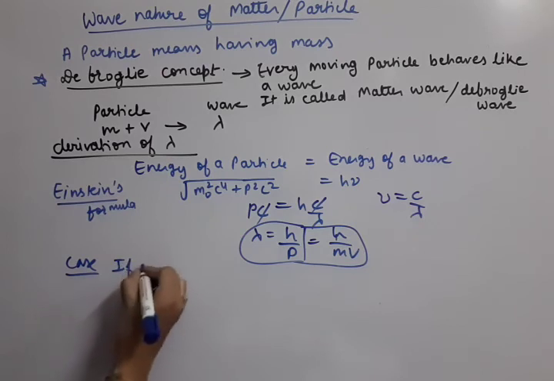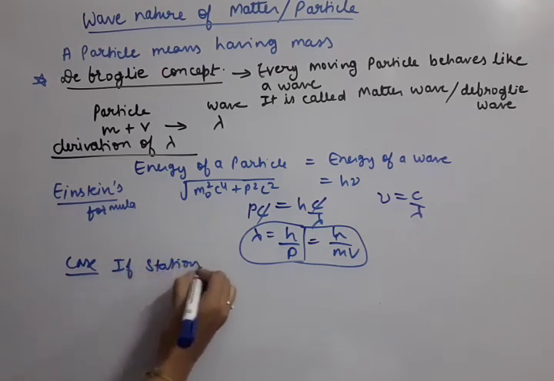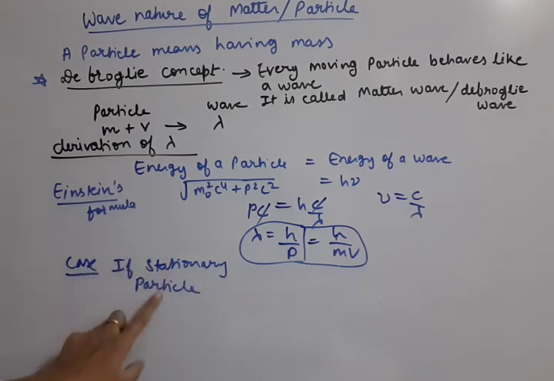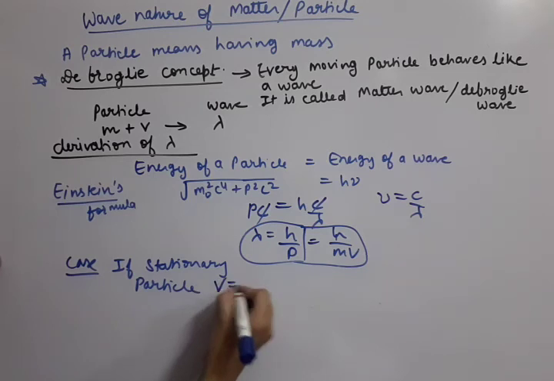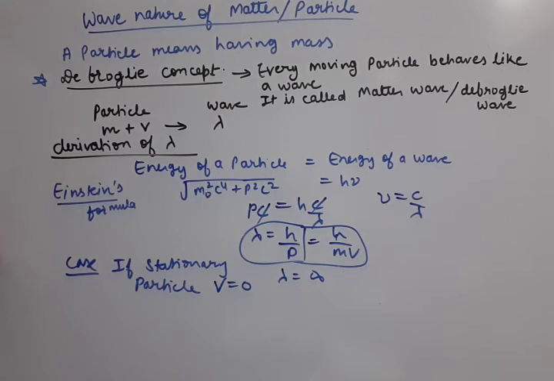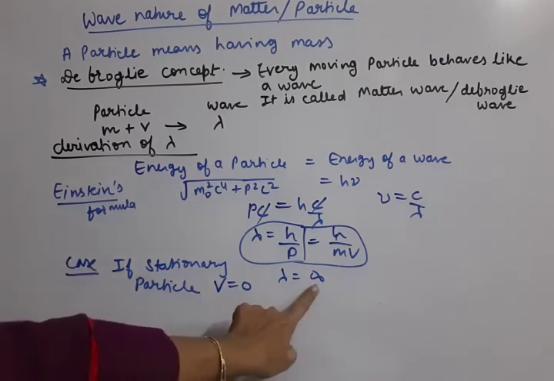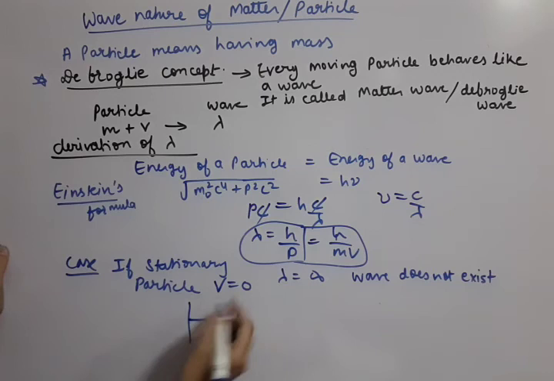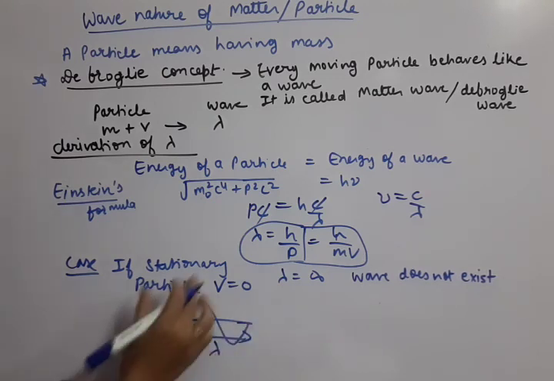Let us discuss this formula for a stationary particle, that means v equal to 0. If I put v equal to 0, then lambda comes out infinite. Lambda infinite means the wave does not exist. With the help of this diagram, lambda means this gap, crest to crest or trough to trough. If this is finite, then the wave is visible.